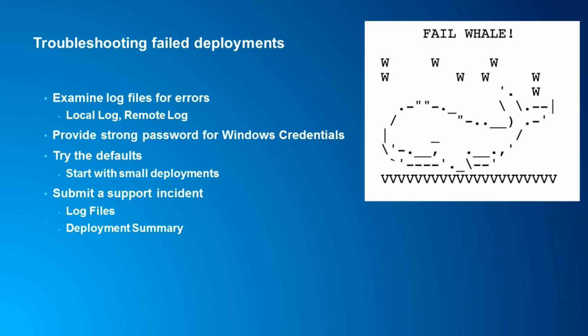Sometimes your deployments fail, and ideally we don't like this to happen, but if it does, here are some tips and tricks to be able to troubleshoot that. First thing you'll want to do is examine your log file for errors. Cloud Builder generates two log files. One is a local file, which is a log of what Cloud Builder does, and then a remote log, which is what executes on the virtual machine.